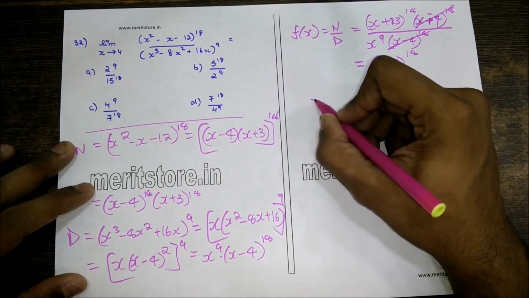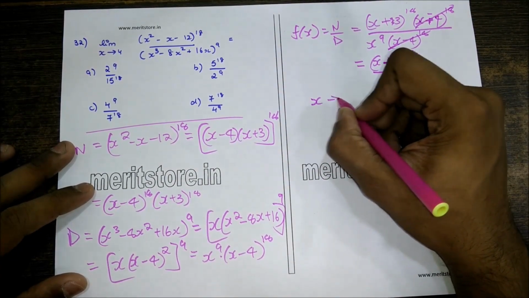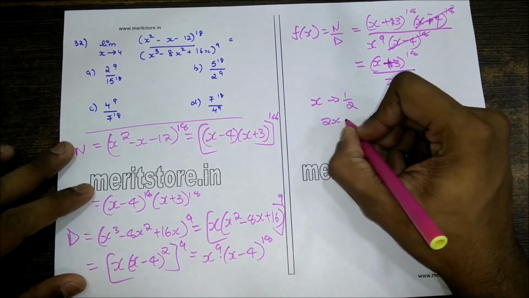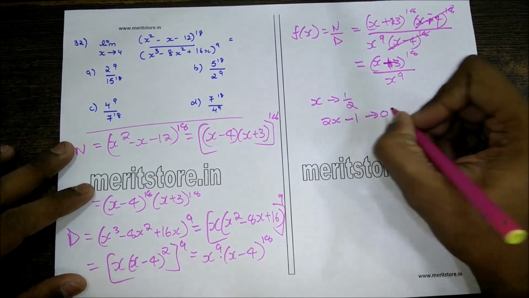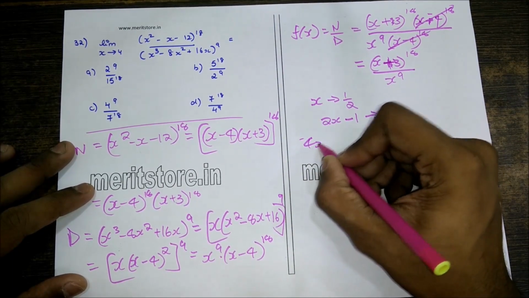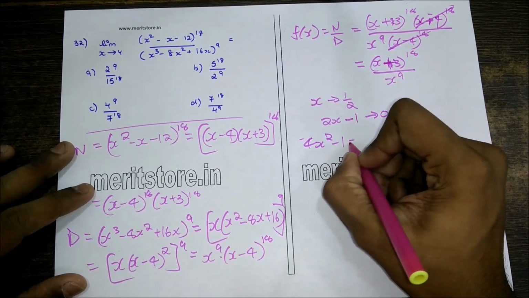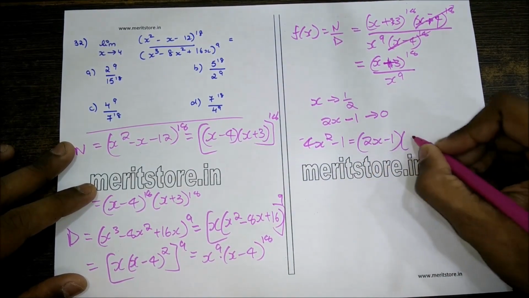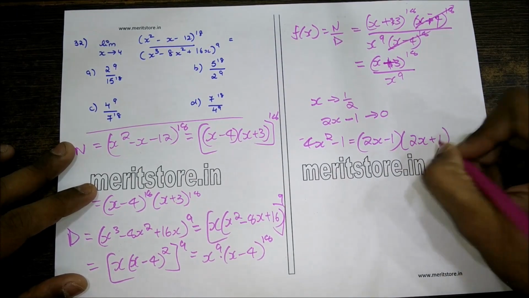So if we write the value of x tends to 1 by 2, then we could say 2x minus 1 tends to 0, and also 4x square minus 1 is equal to (2x minus 1) into (2x plus 1).